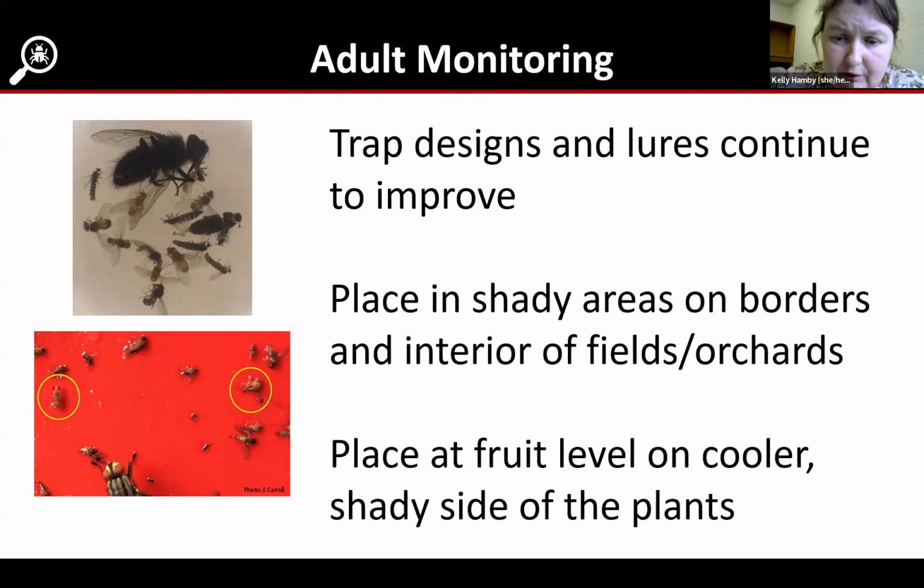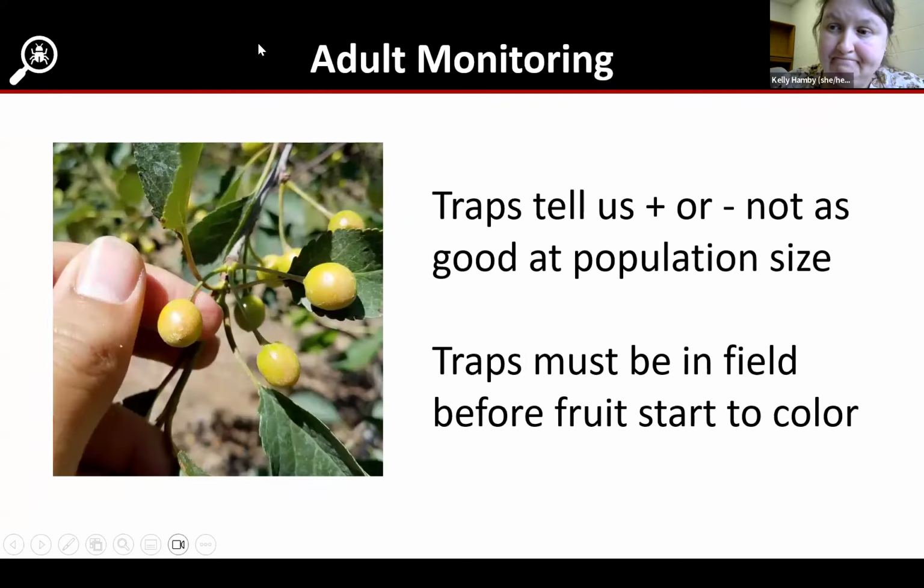And here again is an example of what a spotted wing Drosophila looks like on a sticky card. And you can see there are some multiple kinds of flies and other things in this trap that you're going to have to sort through to find those spotted wing Drosophila. So identifying them is also an important component of adult monitoring.